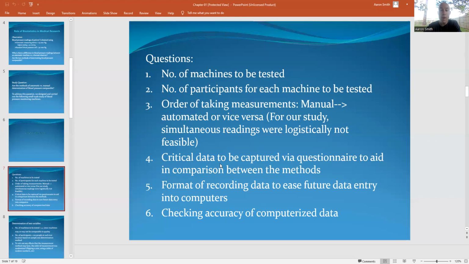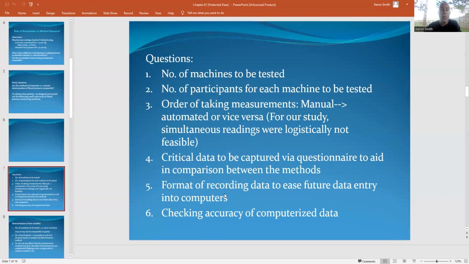Critical data to be captured via questionnaires to aid in comparison between the methods. So it might be that there's some other variable that we don't know about yet that is impacting the difference in the two numbers. So what we're going to do is put out a survey and collect some more data and just see, is there anything that happens to blip in the data?